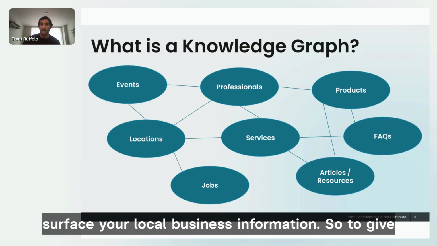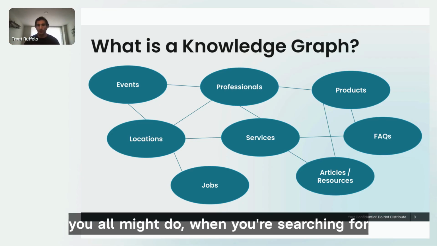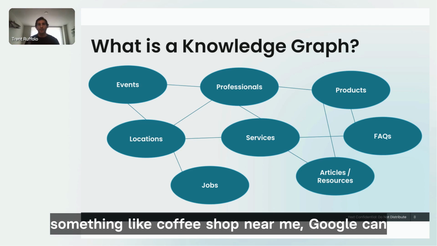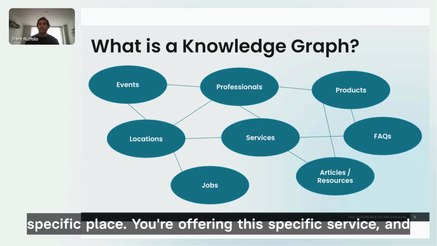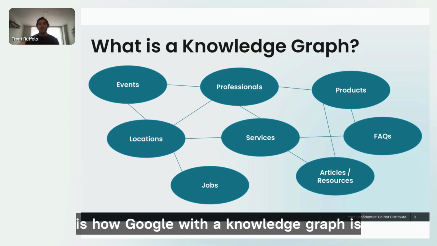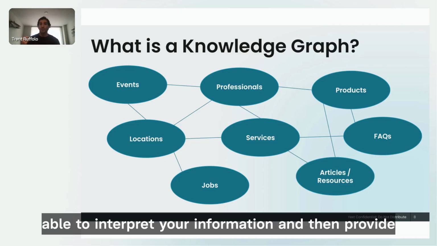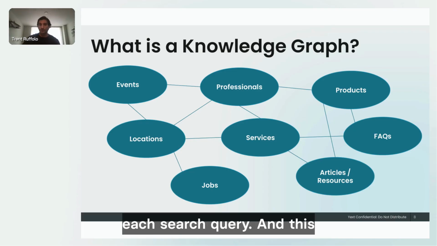To give you a very common example, something that you all might do, when you're searching for something like coffee shop near me, Google can now understand that, hey, you're a coffee shop, you're located at this specific place, you're offering this specific service, and perhaps you're even related to a nearby landmark or a community. This is how Google, with a knowledge graph, is able to interpret your information and then provide consumers with the most relevant results based on each search query.